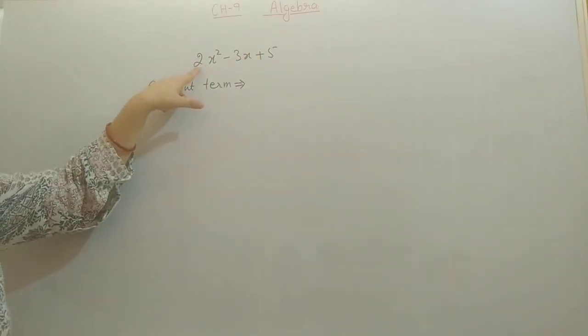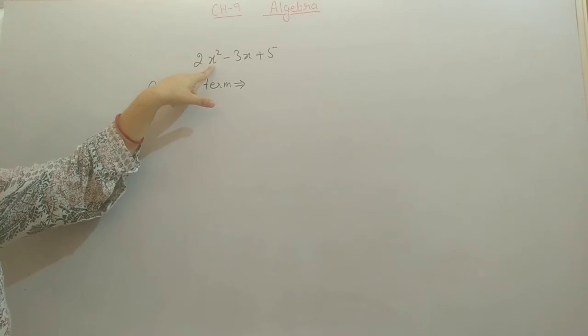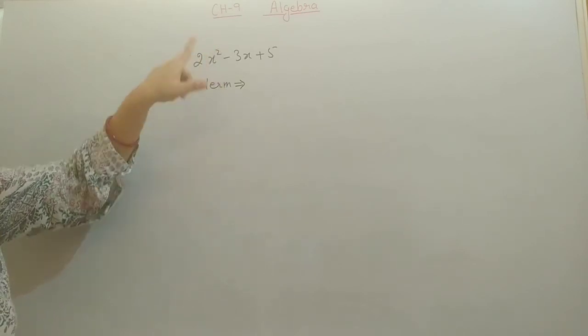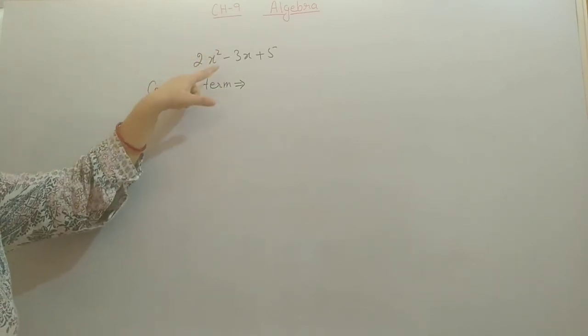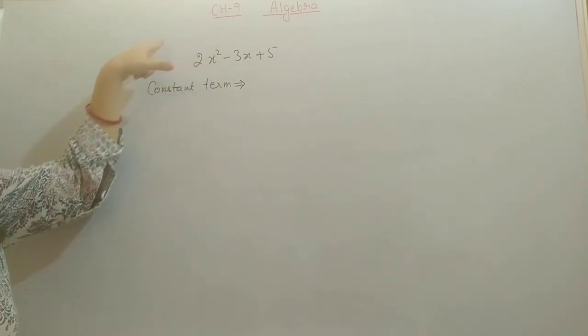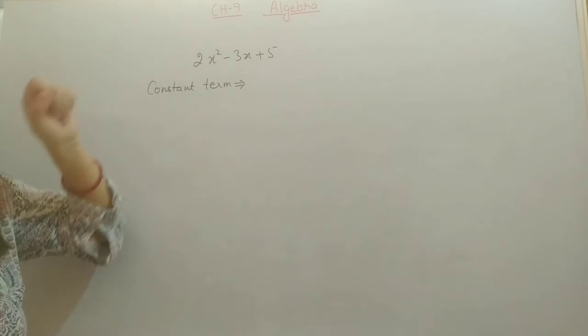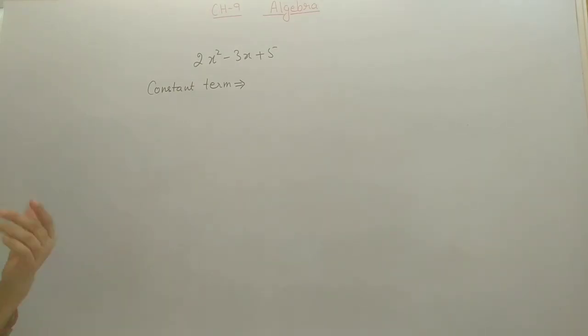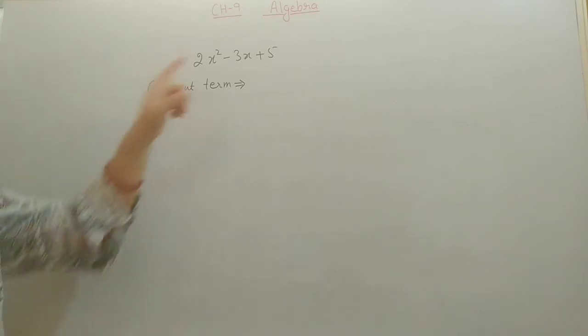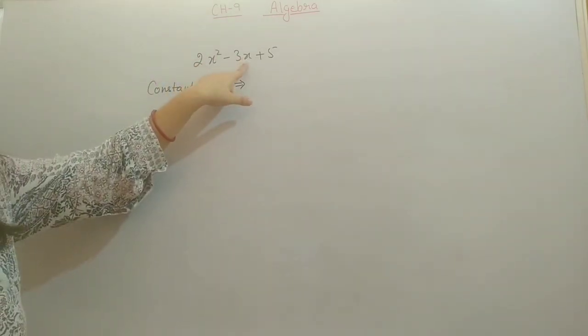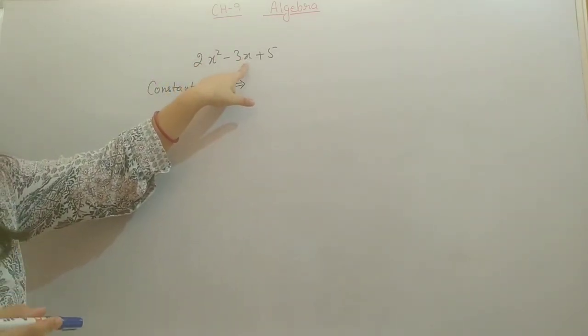In first term we have one variable here, x to the power 2, 2x square. This we will call literal term, means variable is there. In second one also you can see we have one variable, 3x. So this term also is a variable term because the value depends on x. If x changes, the whole value will change.